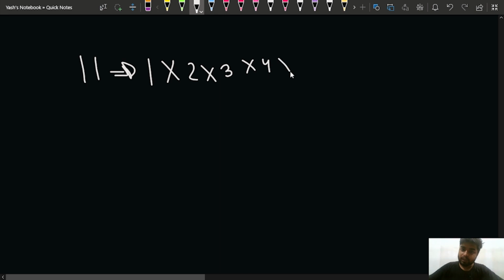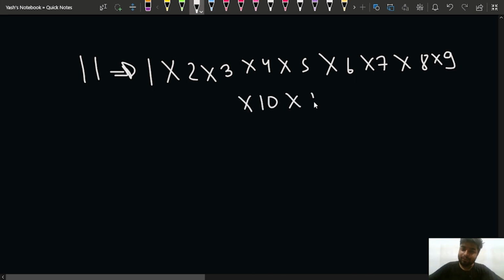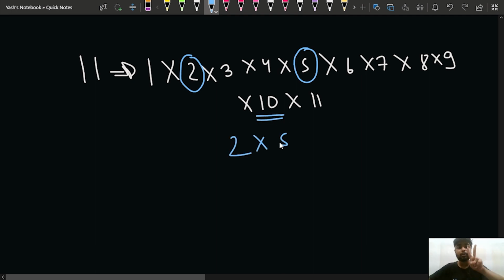Let's take an example, say 11. How many trailing zeros do I have in 11 factorial? For this, let us write 1 into 2 into 3 into 4 into 5 into 6 into 7 into 8 into 9 into 10 into 11, okay? You can see one 2 and one 5 contributed here, then one 2 and one 5 here as well, correct? So the number of 5s is 2. That is why I have the number of trailing zeros as 2, because I have two pairs of 2 and 5, correct?